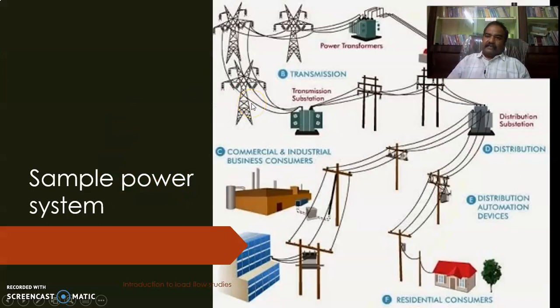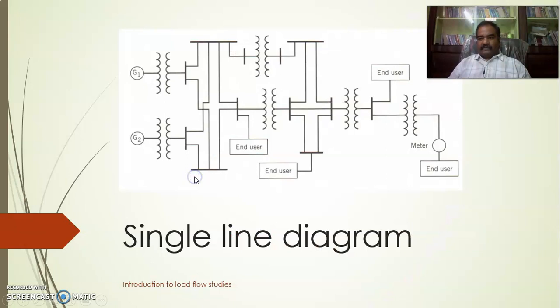Now this is a sample power system. As you can see, there are generators, power transformers, transmission substation, distribution substation, and different types of consumers: residential, commercial, industrial, business consumers. There are different types of entities, different types of players out there in the power system. So our ultimate goal is only one: are we able to deliver reliable power to the consumer? Load flow studies help us in one way to understand or assess the health of the power system. So what is that way? That we will consider now.